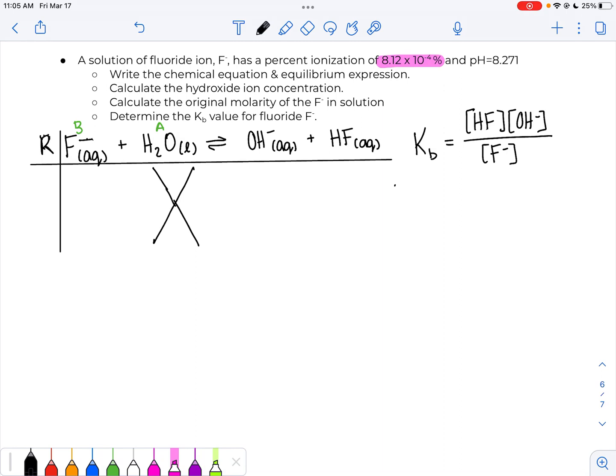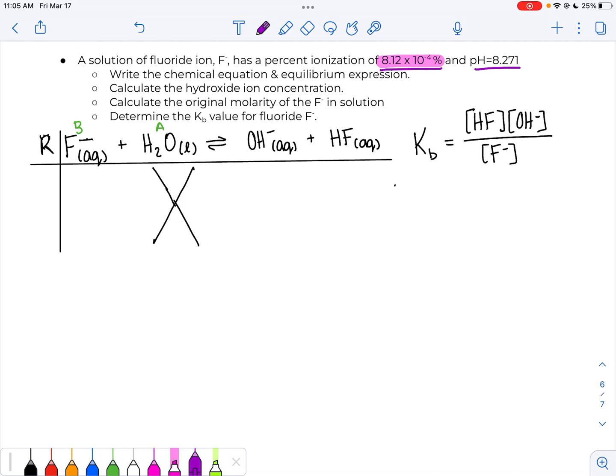Okay, so how do we start? Well, we know that we're going to need to calculate hydroxide ion concentration, the original molarity, and the Kb value. That's kind of a tall order. So let's take a look at what we're given. That'll help guide us in the direction we need to go. We're given a percent dissociation, or a percent ionization, and we're given a pH value. Ooh, pH. I can do something with that.